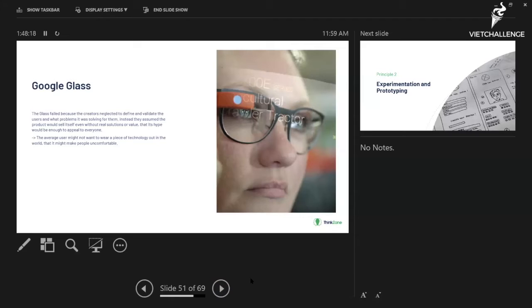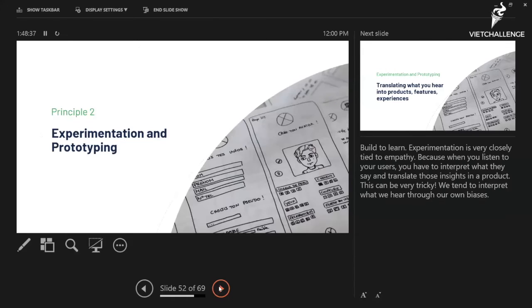They don't want to walk on the street and be creeped out by some stuff popping in their eyes. It's not user friendly. So this is another example of when you're a little bit overconfident and you think you know best and you have the best idea and it actually fails. Okay, so this is the second principle of design thinking, which was human-centered design.